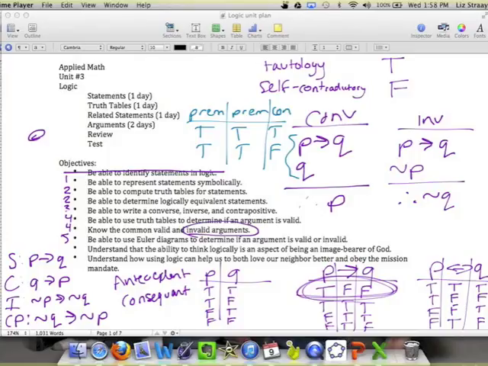What if there were like three and two of them were true, one is false? If there's any time that the premises are true and the conclusion is false, that doesn't work.